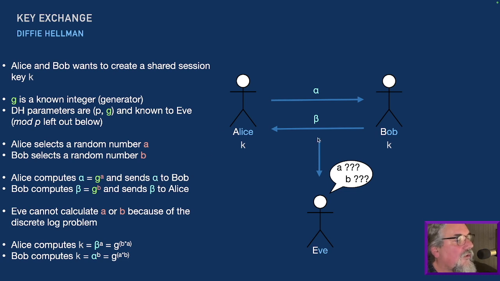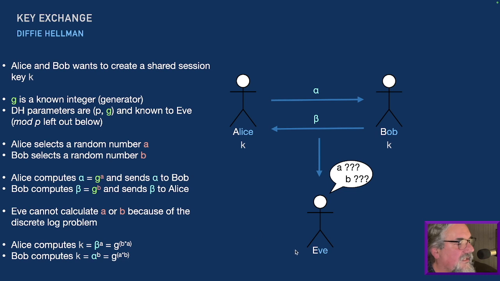Alice sends alpha over to Bob, and Bob sends beta over to Alice. So what happened now? Eve cannot calculate a or b because of the discrete log problem. What does that mean? Eve sees alpha, Eve knows G, Eve knows the prime P, but Eve does not know A. But alpha equals G to the power of A mod P, and to calculate A here, that's called the discrete log problem, and that is a hard computational problem. And Eve cannot calculate that if A is large enough.